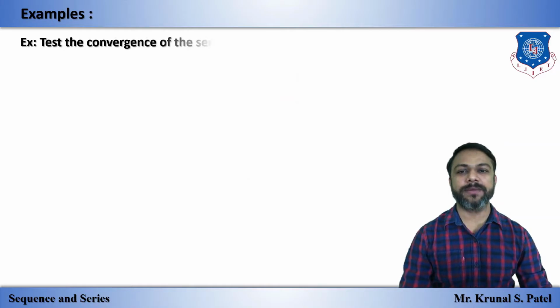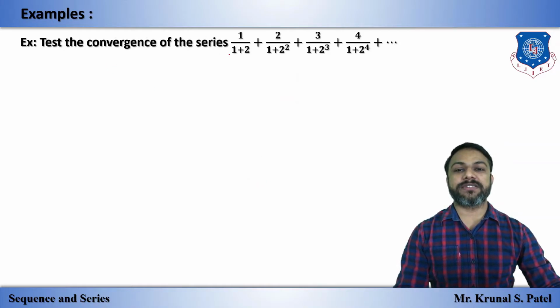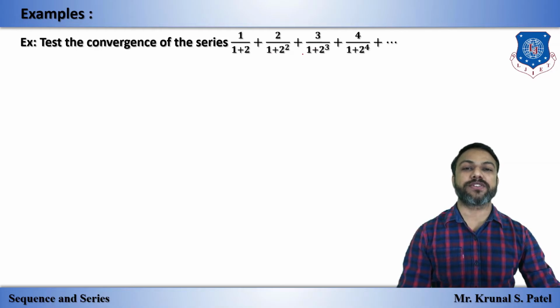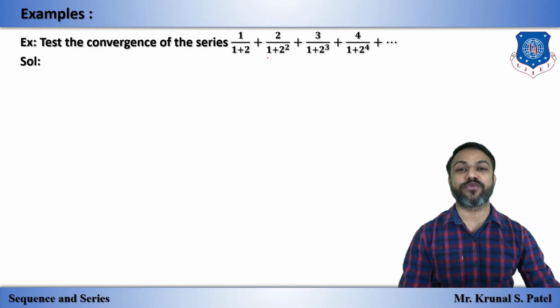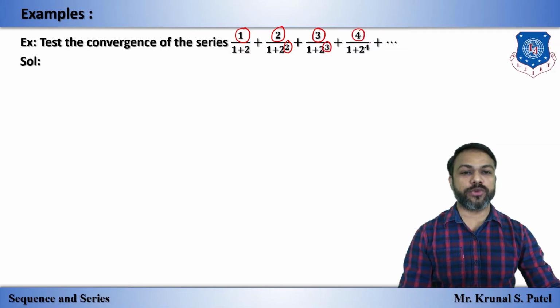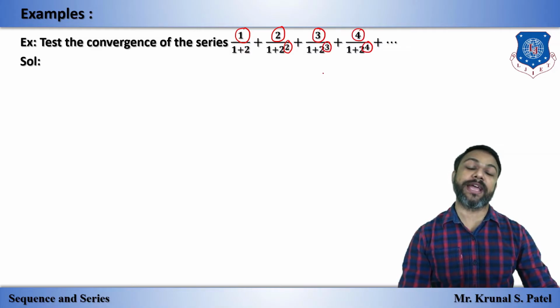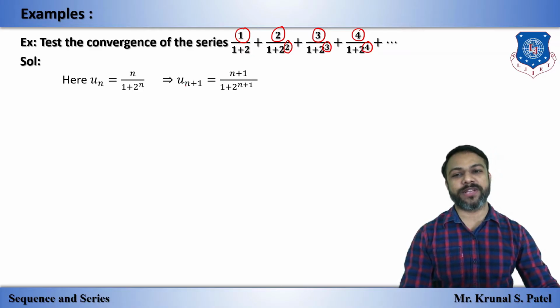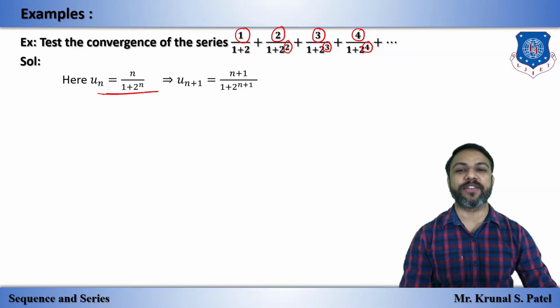One more example. Test the convergence of this series. First of all we have to find the un. Here you can see that this is 1, so 2 raised to 1. This is 2, so 2 raised to 2. This is 3, so 2 raised to 3. 4, 2 raised to 4. So what is un? n upon 1 plus 2 raised to n. Yes, this is our un.